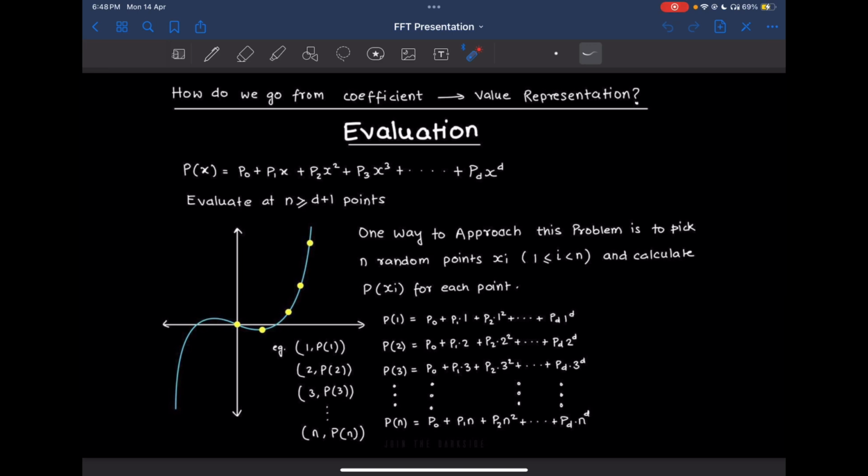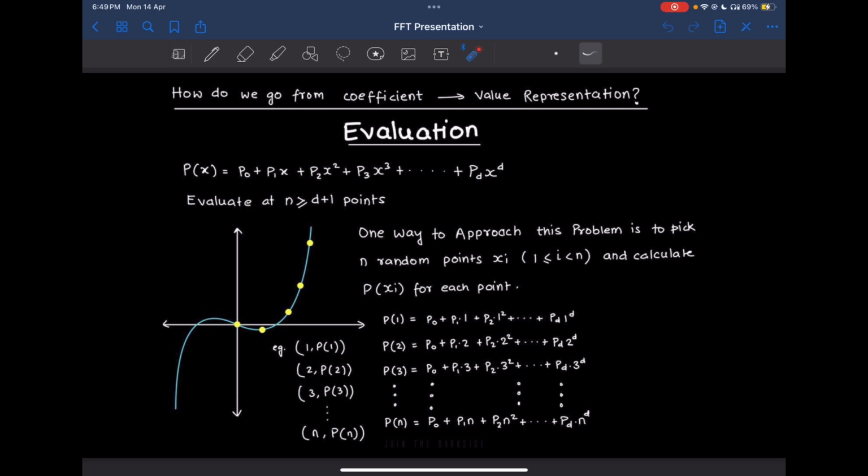Okay, so now the important question would be, how do we go from coefficient representation to value representation, right? This process of going from coefficient representation to value representation of any polynomial is termed evaluation. Let's say that we have a d degree polynomial and we need to evaluate it at n greater than d plus 1 points, which means essentially any polynomial could be represented by d plus 1 points. So we need to sample those d plus 1 points, right? So how would we go about sampling those d plus 1 points?